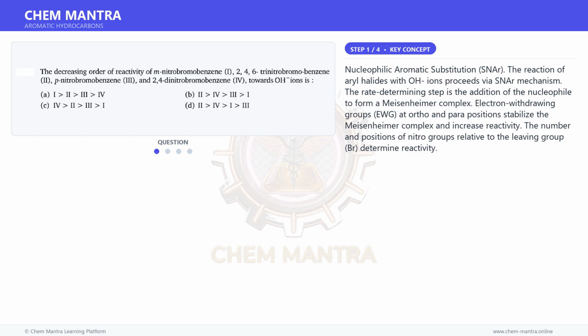Nucleophilic aromatic substitution, SNAr. The reaction of aryl halides with OH- ions proceeds via the SNAr mechanism. The rate-determining step is the addition of the nucleophile to form a Meisenheimer complex. Electron-withdrawing groups, EWG, at ortho and para positions stabilize the Meisenheimer complex and increase reactivity. The number and positions of nitro groups relative to the leaving group, Br, determine reactivity.